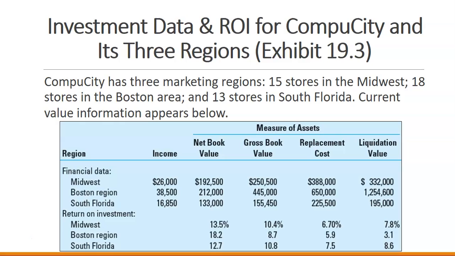We're going to look at the three regions now. So we look at the net book value, the gross book value, the replacement cost, and the liquidation value. And we can see how the measurement of those four values affects their return on investment. So if we use the traditional net book value of historical cost minus depreciation, we see that the Boston region has the highest return on investment.